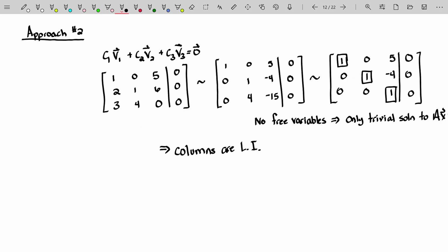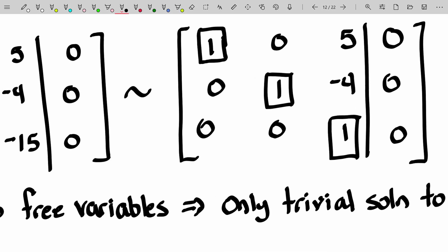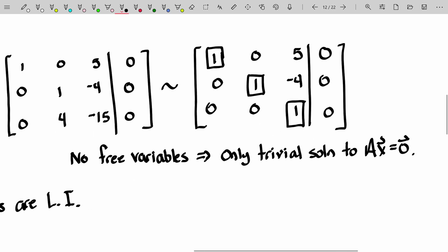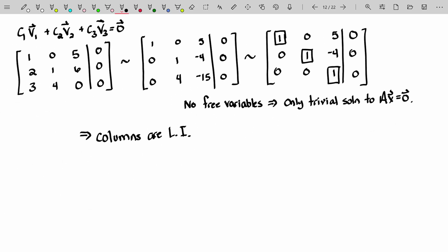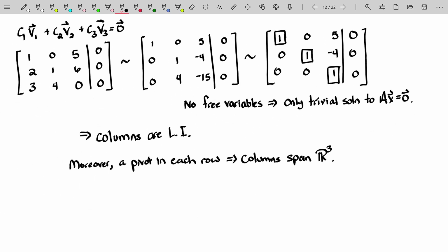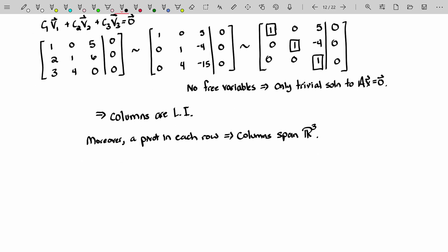Moreover, you could see that we have 3 pivots in this augmented matrix. We have a pivot in each row, which means the columns span R cubed. So the columns are linearly independent, they span R cubed, that implies they form a basis for R cubed.